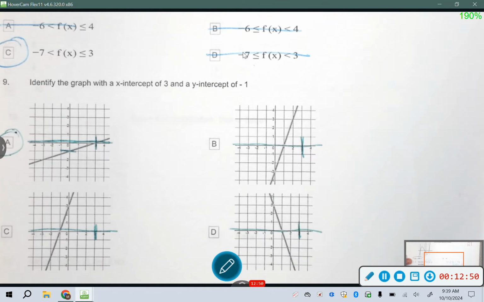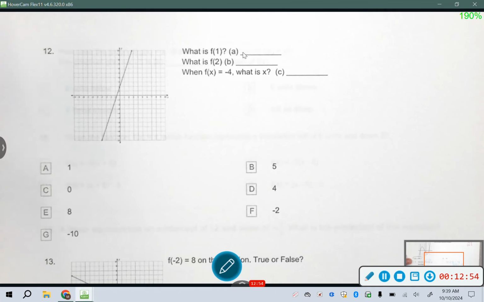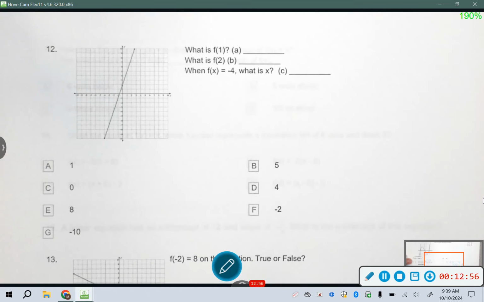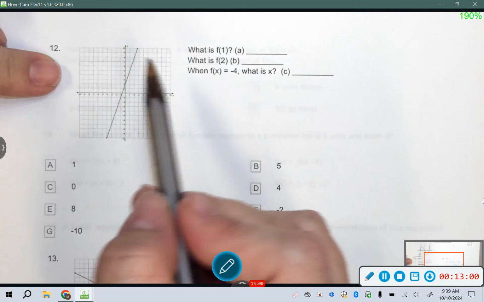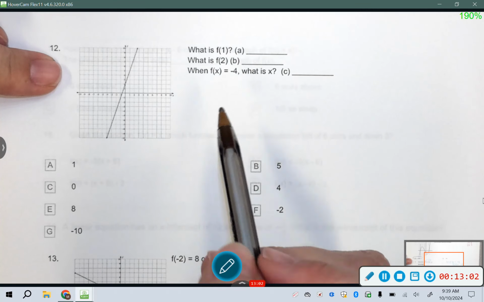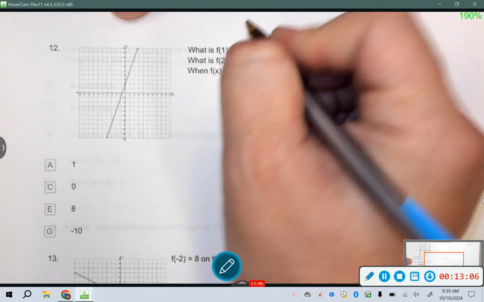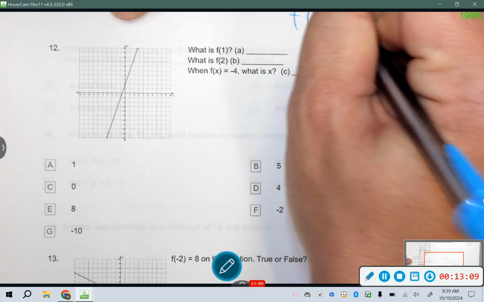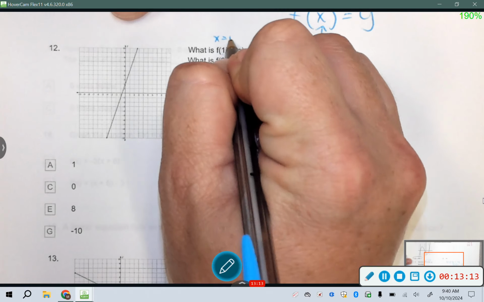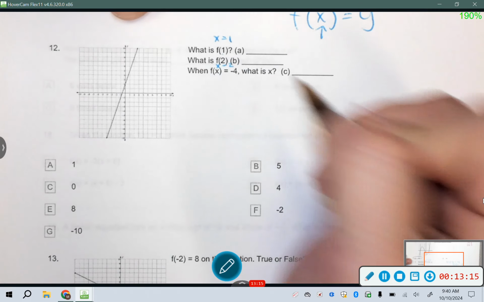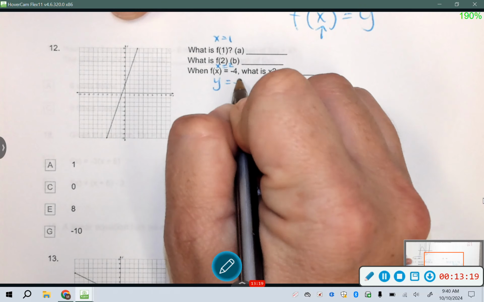Okay, let's look at number 12. Number 12, we have to use the graph here. We can't do this one in the calculator. I've seen a lot of people trying to do this one in the calculator, and you can't because we don't have an equation. We would have to have an f of x equation, and I don't have that. I have a graph. So what I want you to remember is that when it's inside, that is x. So this is giving me x equals 1. This one's giving me x equals 2. And this one, f of x equals -4, is giving me y equals -4.